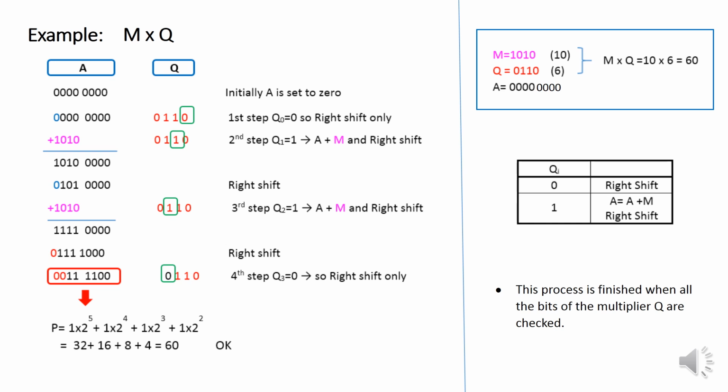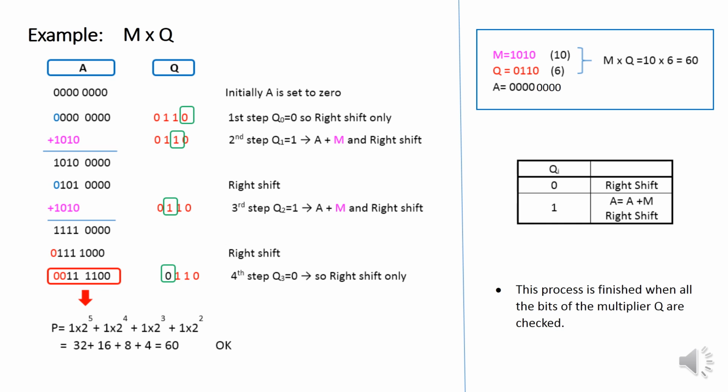This is the third step. The bit of the multiplier is 1, so we do an addition and a right shift. This is the addition, and this is the right shift. This is the fourth step. The bit of the multiplier is 0, so we do a right shift only.